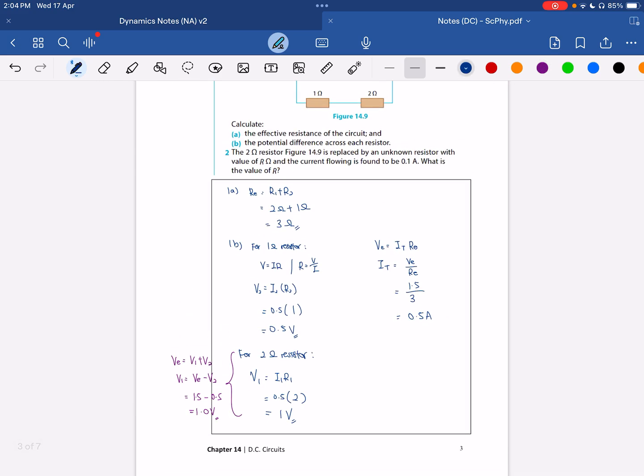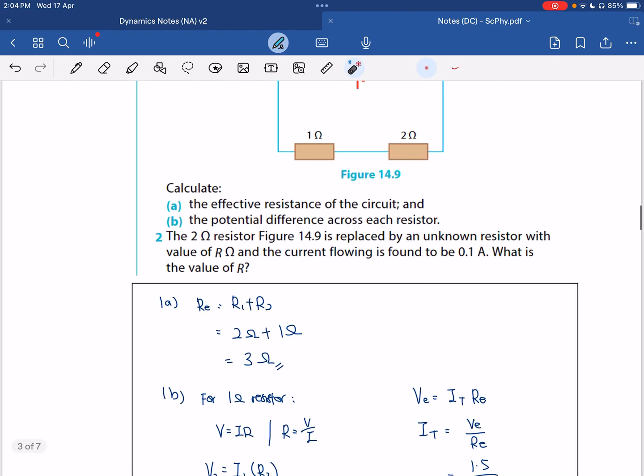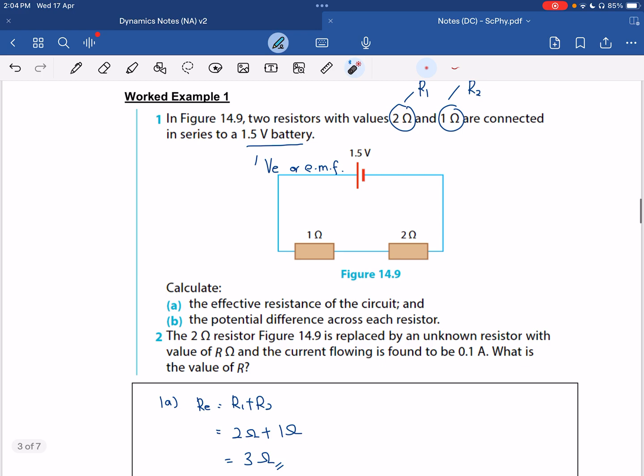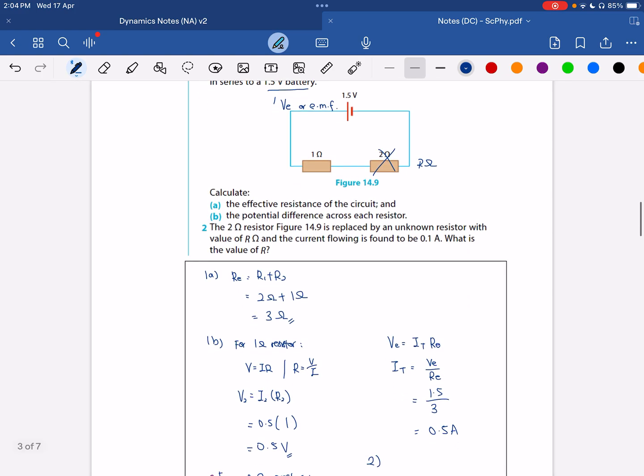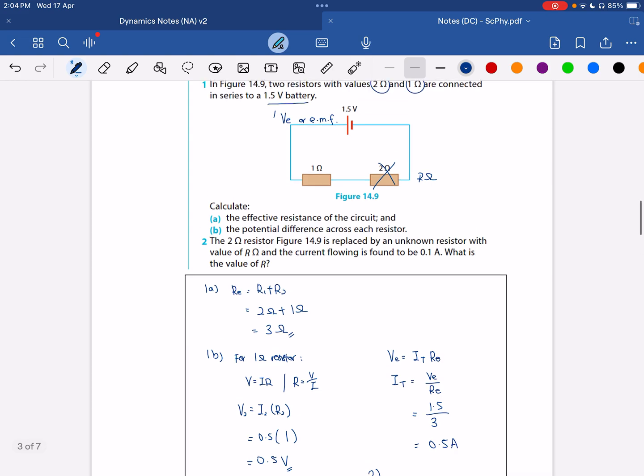Okay, second one. The 2 ohm resistor in figure 14.9 is replaced by an unknown resistor with value R ohm. So this has been replaced with R ohm. And the current flowing is found to be 0.1 ampere. What is the value of R?